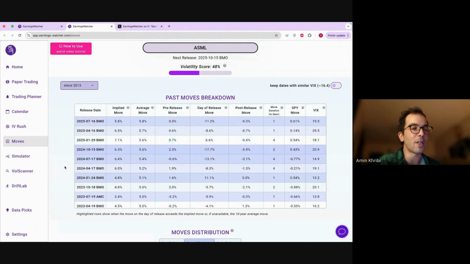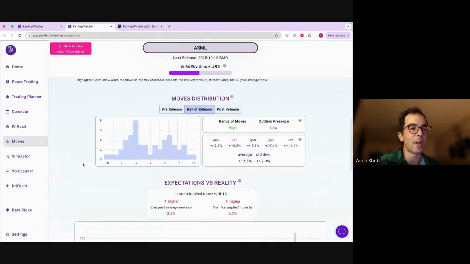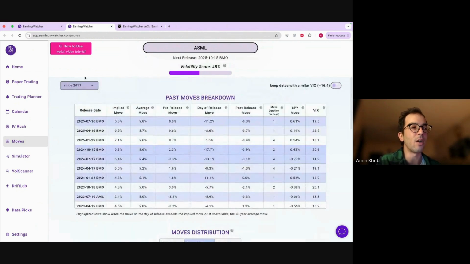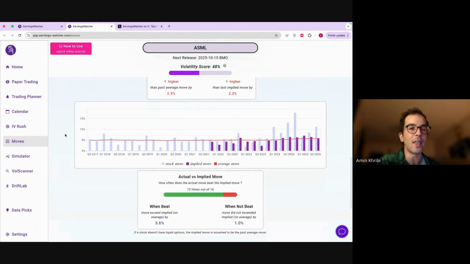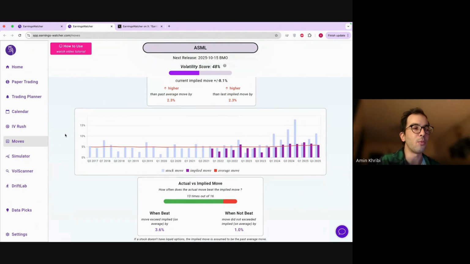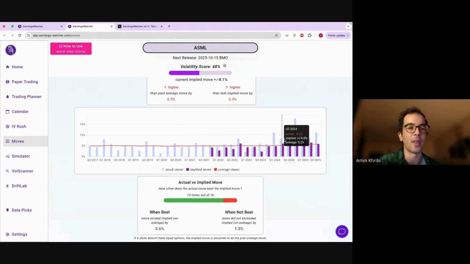So now let's scroll down and benchmark, see how this volatility is shaping up. We notice here the average move of 5.8 and the standard deviation of 2.9. This overall is around the period since 2013, so the last 10-12 years. So this is the overall behavior, if we want to be the most statistically comprehensive. And as we scroll down, we can compare the actual moves and the implied move. We see that the current implied move is a bit higher. This is what we noted, that the market seems to be catching up with this recent volatility.